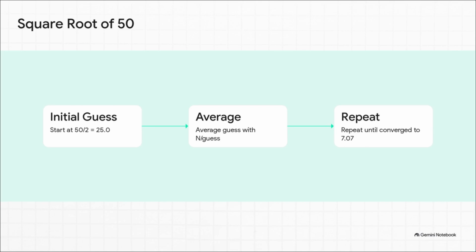Say we want the square root of 50. We take an initial guess, maybe half of it, so 25. That's obviously way too high, so we just average our guess with 50 divided by our guess. We average 25 and 2, which gives us 13.5. We repeat that loop again and again, rapidly closing in on the true answer. In literally just a few quick steps, this repeated averaging homes right in on 7.07. It's basically a method of continuous improvement.